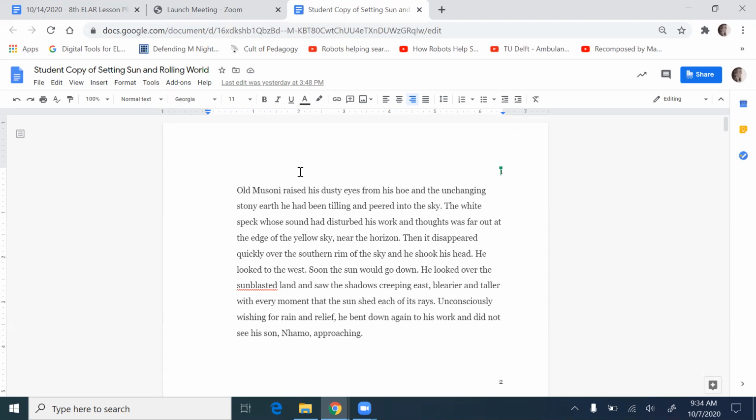Old Musoni raised his dusty eyes from his hoe and the unchanging stony earth he had been tilling and peered into the sky. All right, your brain should be asking itself, what text structure am I seeing? Does the sentence have a cause and effect structure? Does the paragraph have a compare and contrast structure? What structure am I seeing? The white speck whose sound had disturbed his work and thoughts was far out at the edge of the yellow sky near the horizon. Then it disappeared quickly over the southern rim of the sky, and he shook his head.